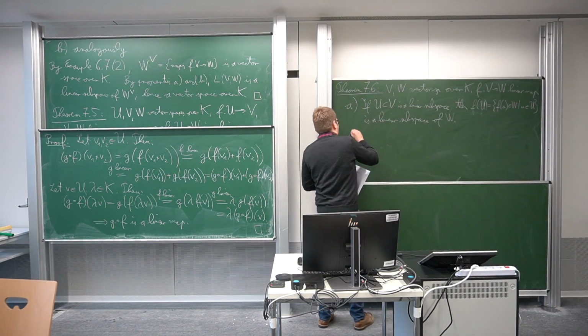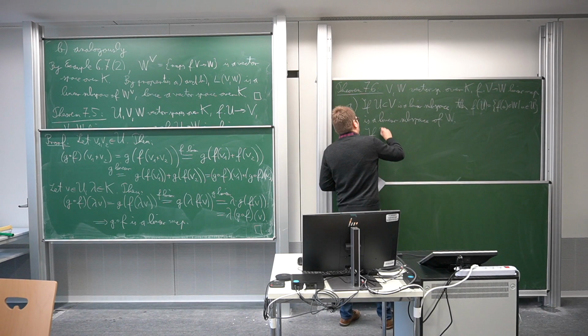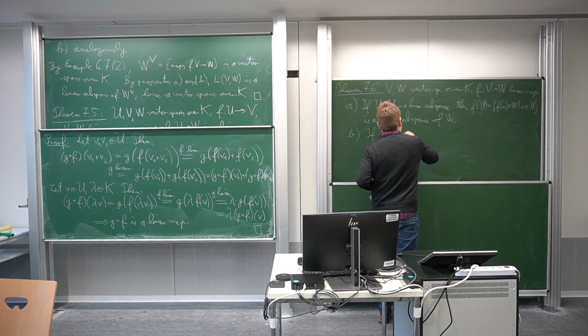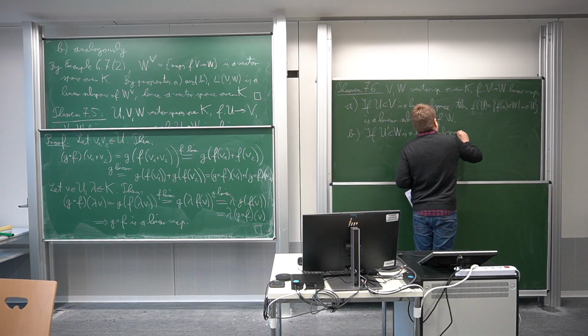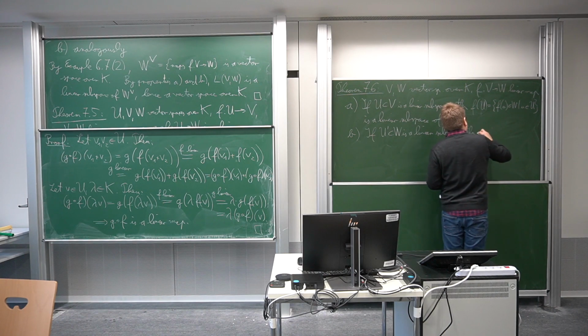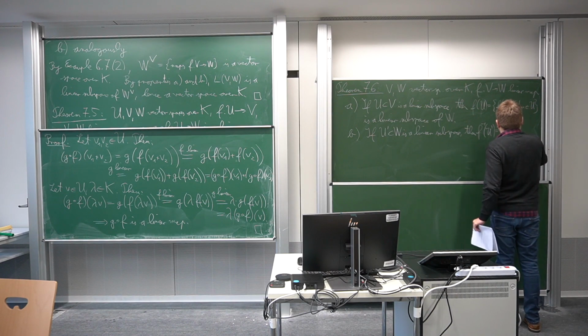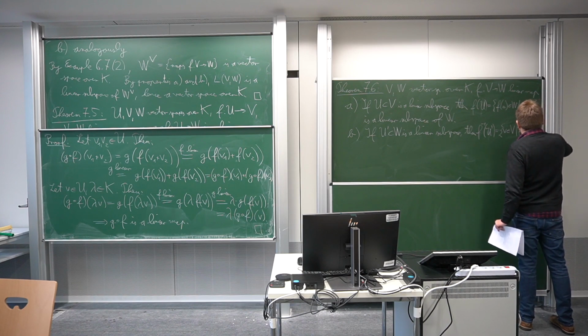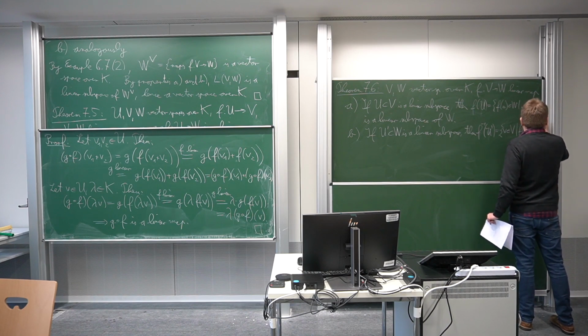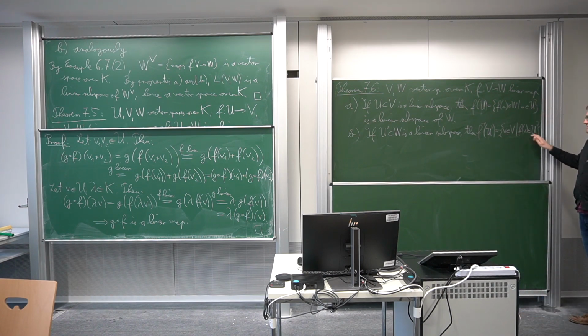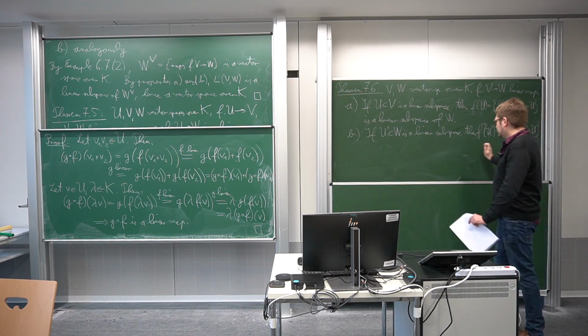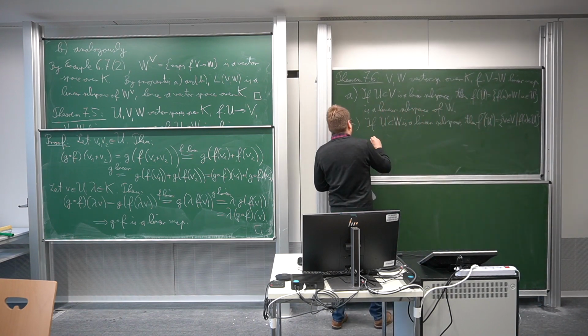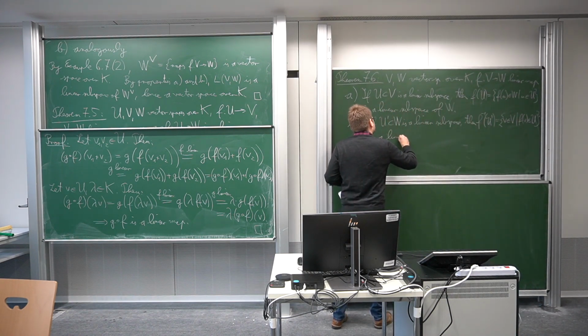And the same goes in the other direction. Namely, if U prime is a linear subspace of W, then its pre-image, F to the minus 1 of U prime, is the set of all V in V that are mapped to U prime under F. So this is the pre-image, all the points that are mapped into U prime, as a subset of V. And this is also a linear subspace, this time of V.